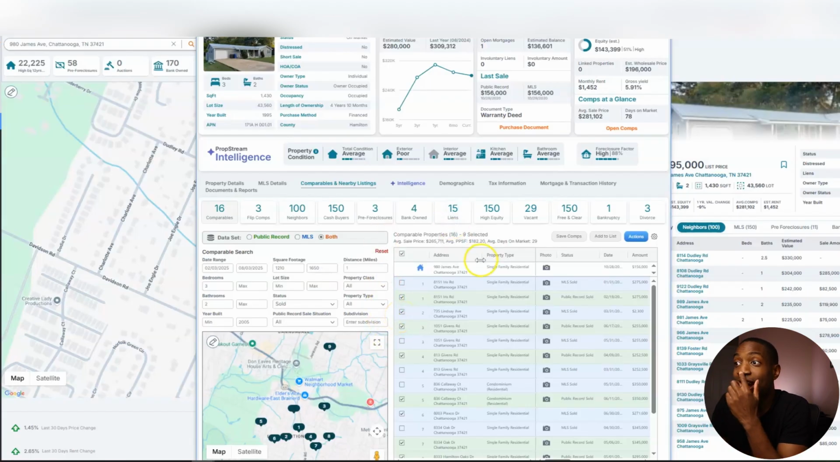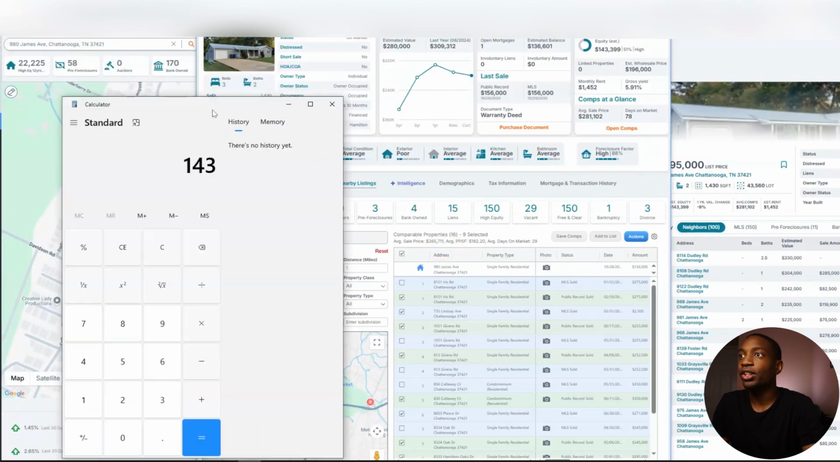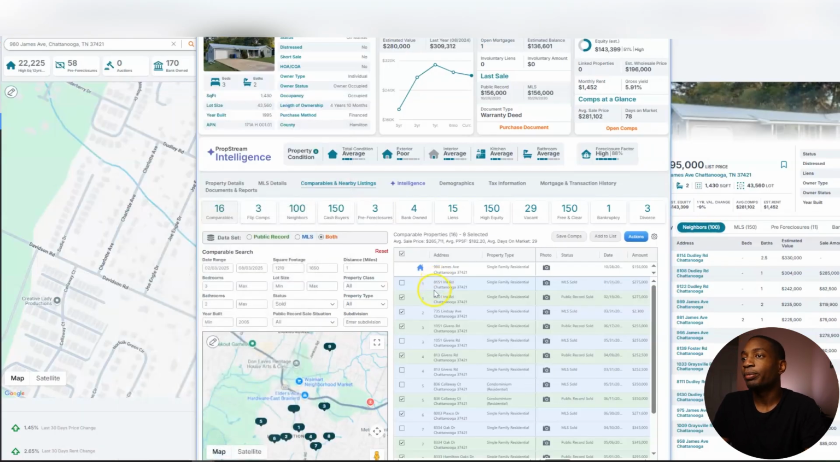So right now we have an average sale price of $265 actually. This changes a lot, right? Average price per square foot is $182, and that puts this house value around $265. If I open the calculator and do the 1430 multiplied by 182.2, yeah, we have around 260. Now, this is one way to just be conservative with your comps.